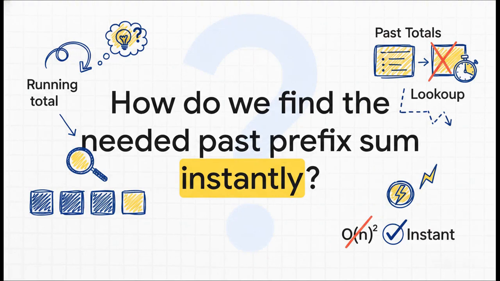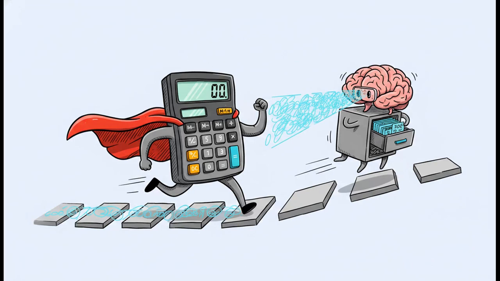Okay, but that leads to the next hurdle, right? We're zipping through the array, we're calculating our running total, but how do we know, like instantly, if we've seen that specific past total we're looking for? We can't afford to stop and scan through all our past totals every single time. That would just put us right back where we started, in that slow O(n)² world. Our hero, the prefix sum, needs a sidekick. And the perfect sidekick for this job is the HashMap.